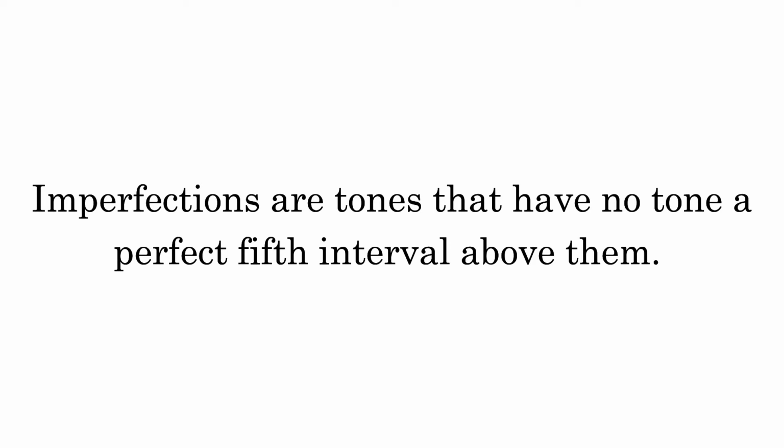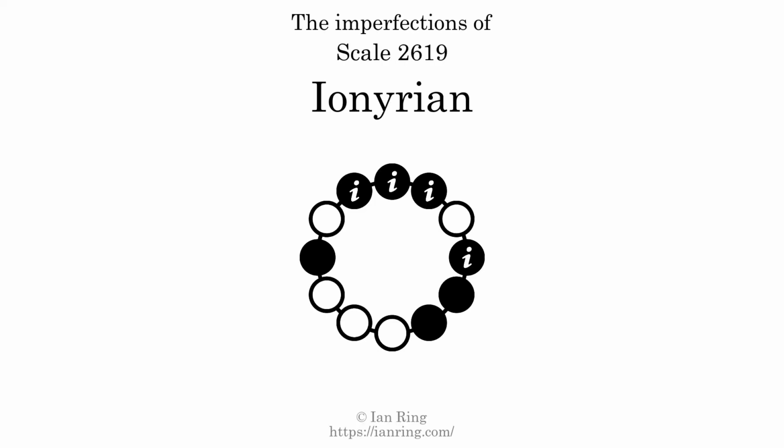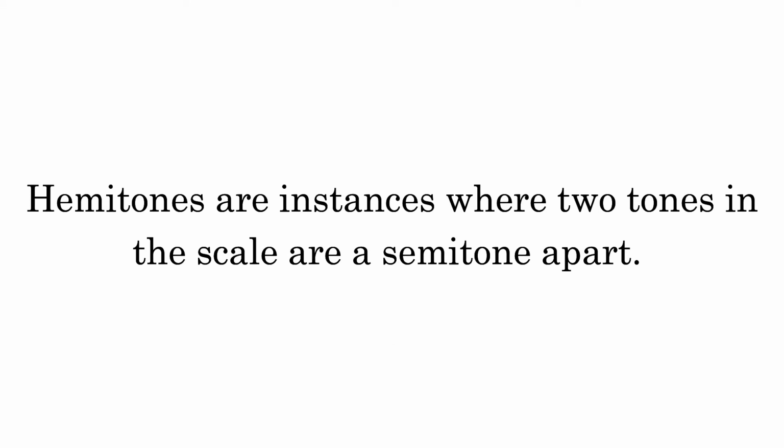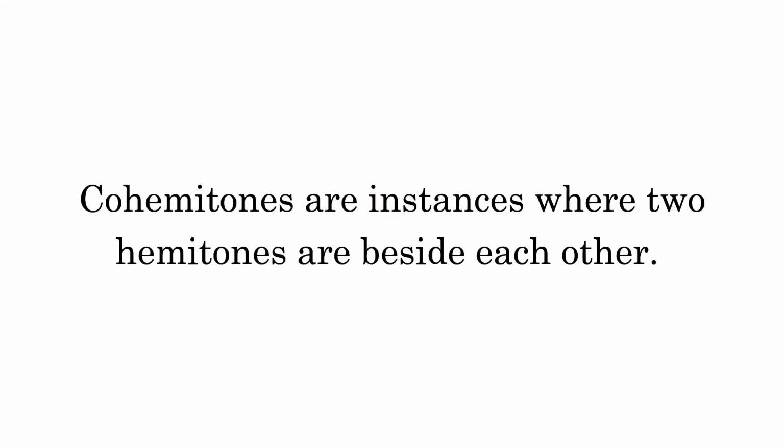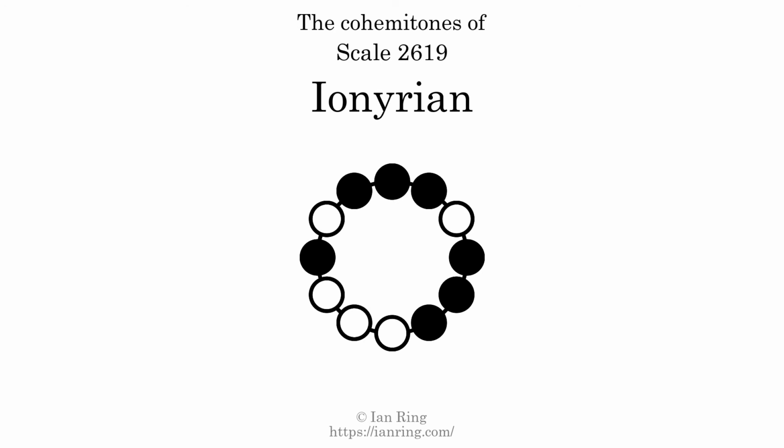Imperfections are tones that have no tone a perfect fifth interval above them. This scale has 4 imperfections. They are at positions here, here, here, and here. Hemitones are instances where 2 tones in the scale are a semitone apart. This scale has 4 hemitones. They are at positions here, here, here, and here. Cohemitones are instances where 2 hemitones are beside each other. This scale has 2 cohemitones. They are at positions here and here.